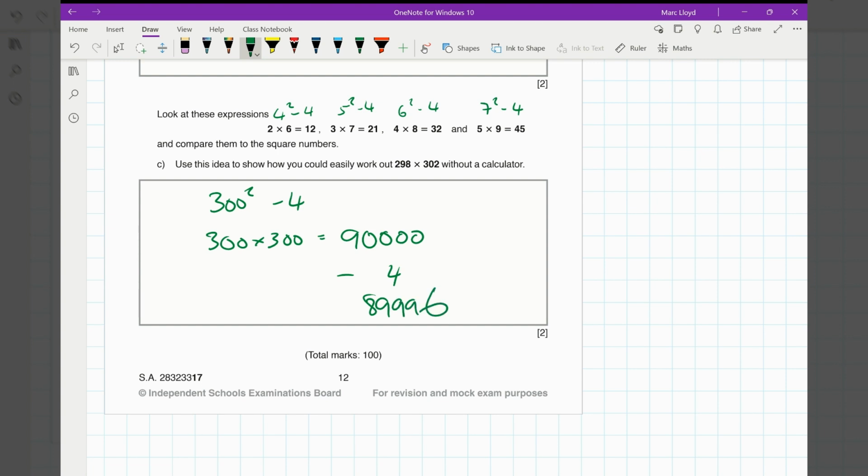And that, everybody, is the paper completed. I hope you found this useful.